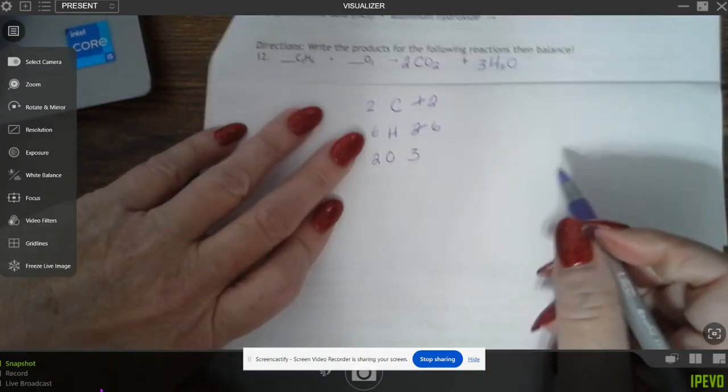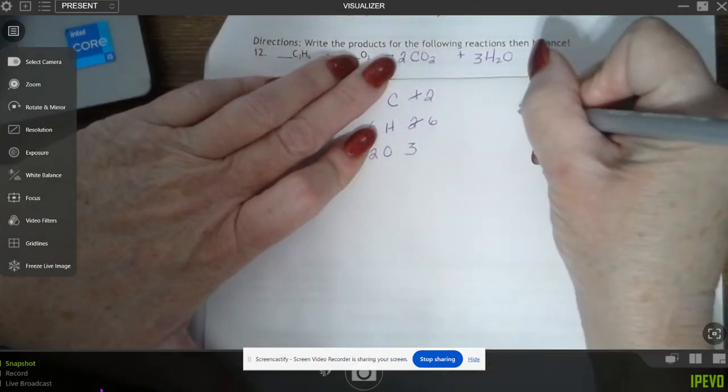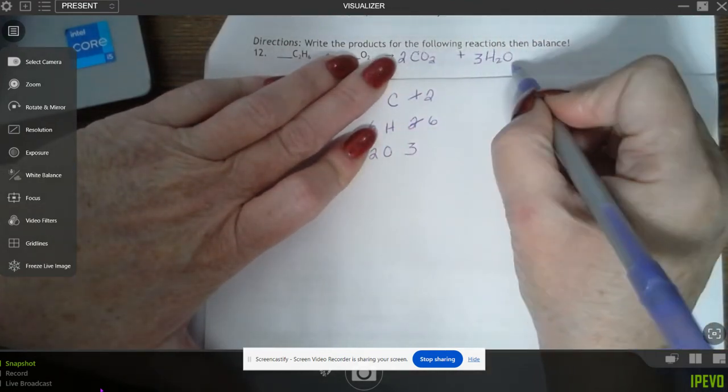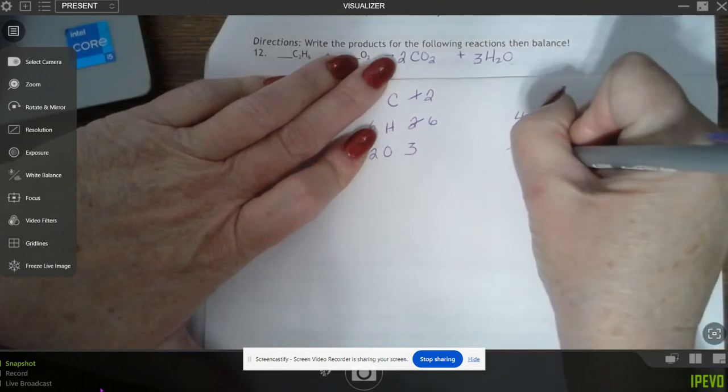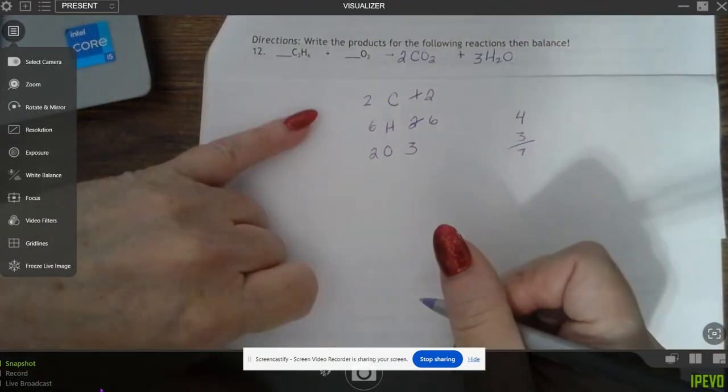Okay, now let's add up oxygen. So 2 times 2 is 4. And then here I have 3. So I have a total of 7 oxygen.